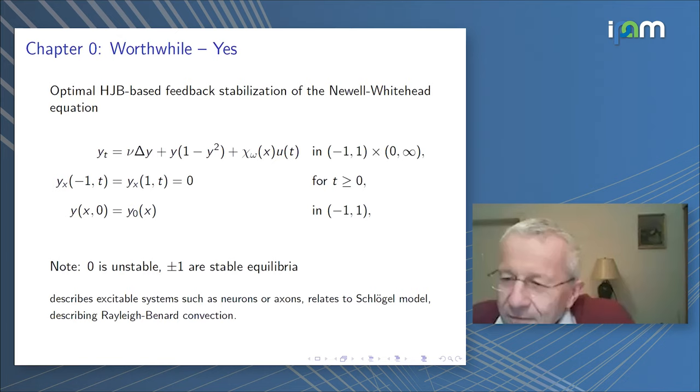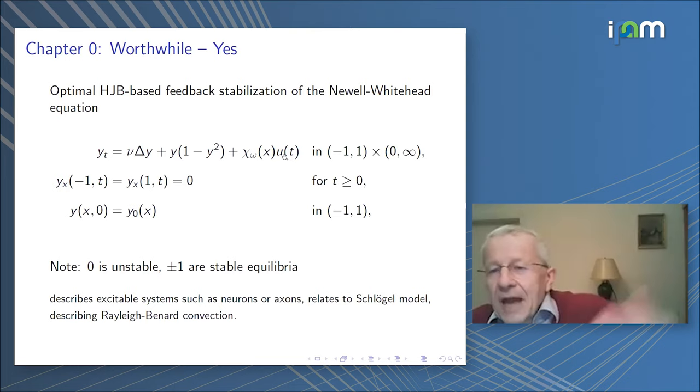Okay, let's look at the PDE, the controlled Nagumo or Neural Whitehead equation: y prime equals Laplacian y plus y times (1 minus y squared), plus a control, which is acting on a subset of the spatial domain, minus 1 to 1. The control action is really the amplitude of this controller, with Neumann boundary conditions and initial condition.